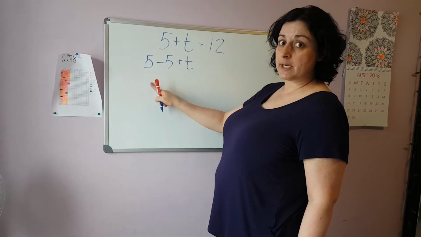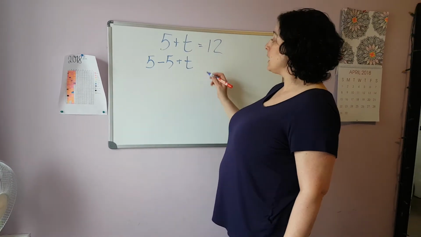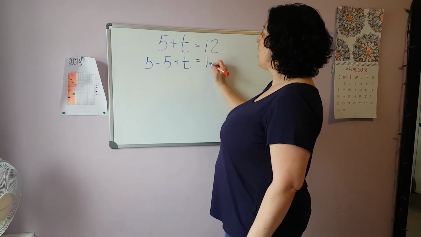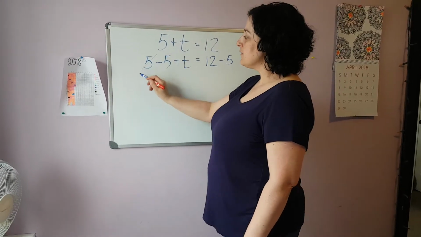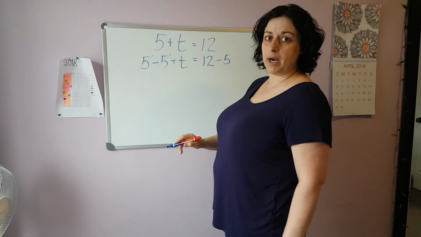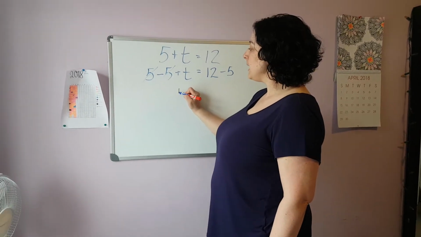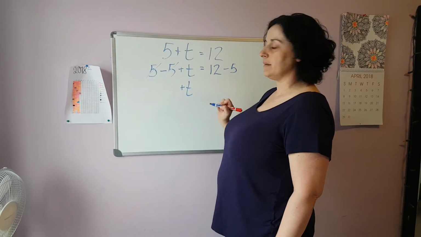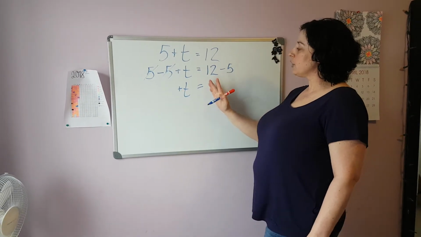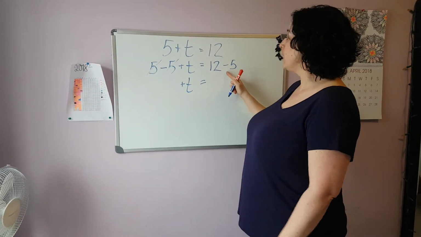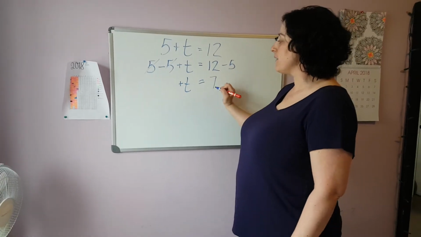Whatever I do to the left side of the equation, I must do to the right side. So after my equal sign, I can put my 12 minus 5 over here. This 5 is going to cancel out the minus 5, and it's going to leave me with positive t. Got me so far? Equal sign here. What's on the right side of the equation? 12 minus 5. Well, 12 minus 5 is 7.